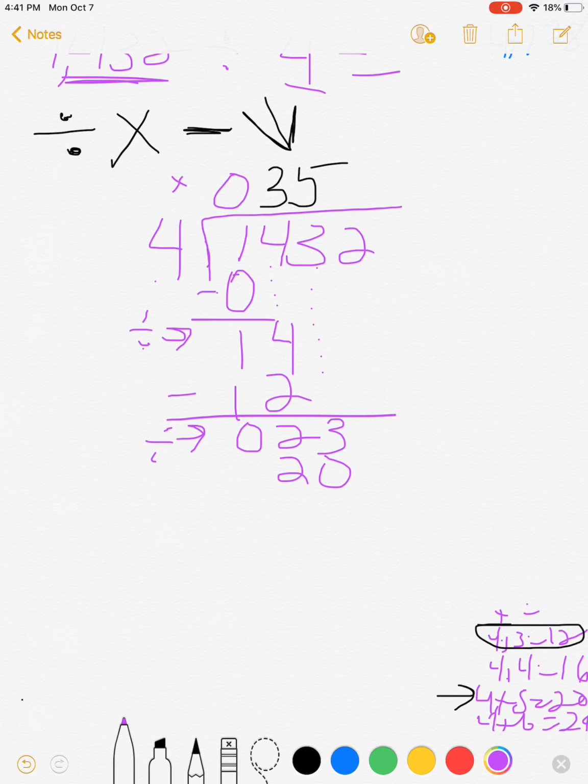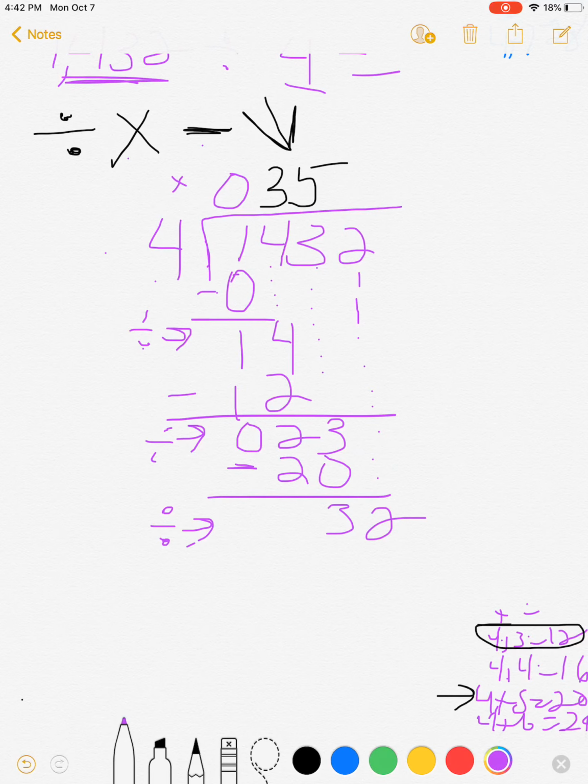Okay, and then after we multiply, we know we need to subtract. 23 minus 20 equals 3. 3 minus 0 is 3. 2 minus 2 is 0. After we subtract, we know the next step would be to bring down. So I'm going to bring down the 2. Okay, now we go right back to the beginning. You're going to divide. 4 divided into 32.